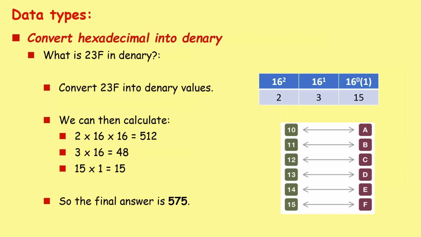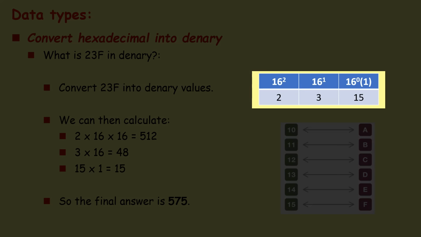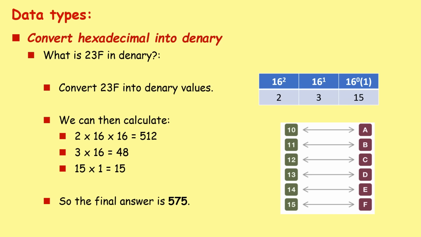Converting hexadecimal to denary. What is 23F in denary? We convert 23F into denary values. So that's 2, 3, which stay the same, and then the F becomes 15. And then we do a calculation. So in this example, we're going to start with this table here. And the first column is 16 to the power of 2, 16 to the power of 1, and then 16 to the power of 0, which is just 1.